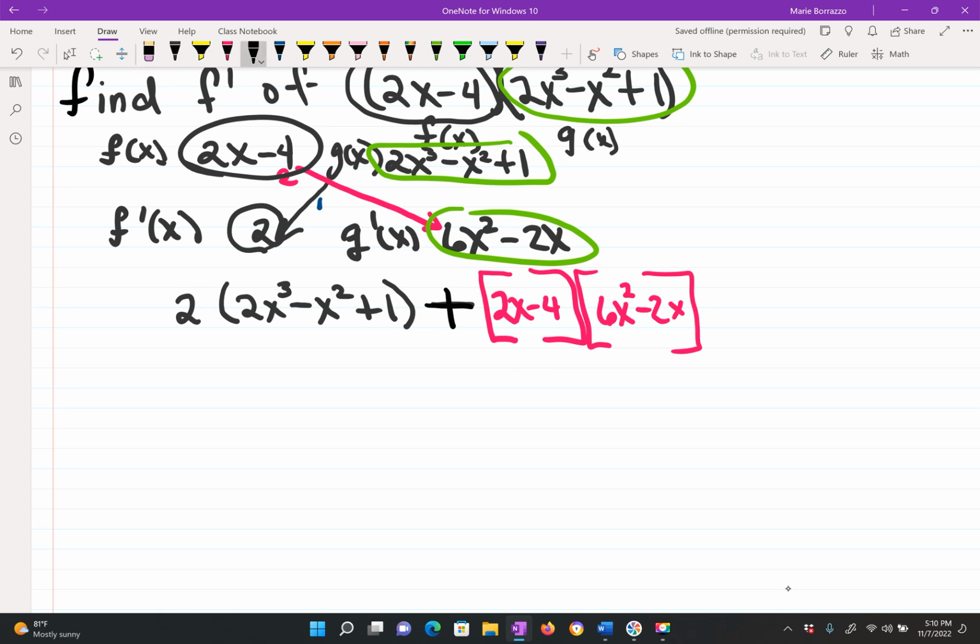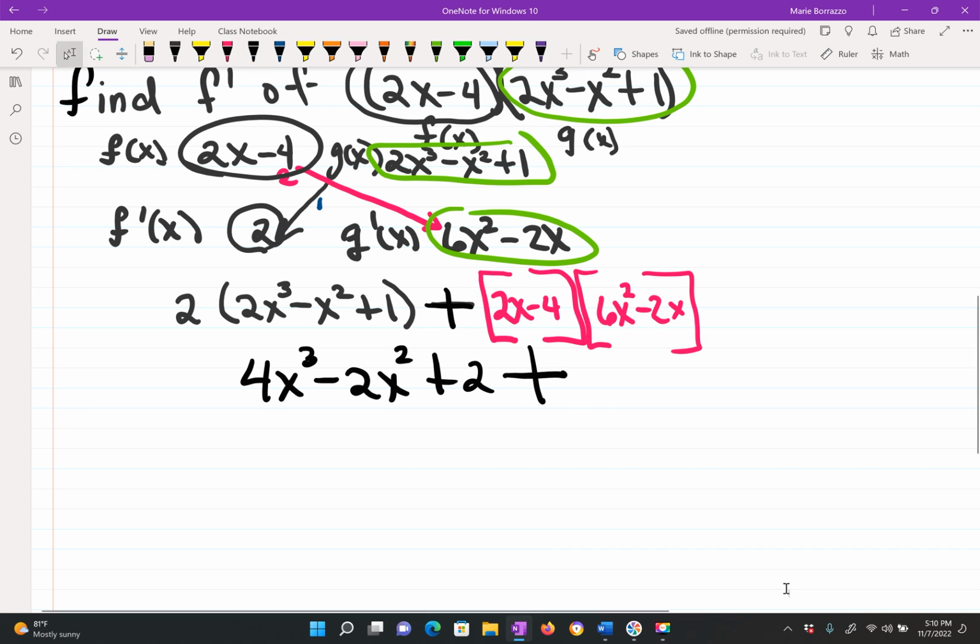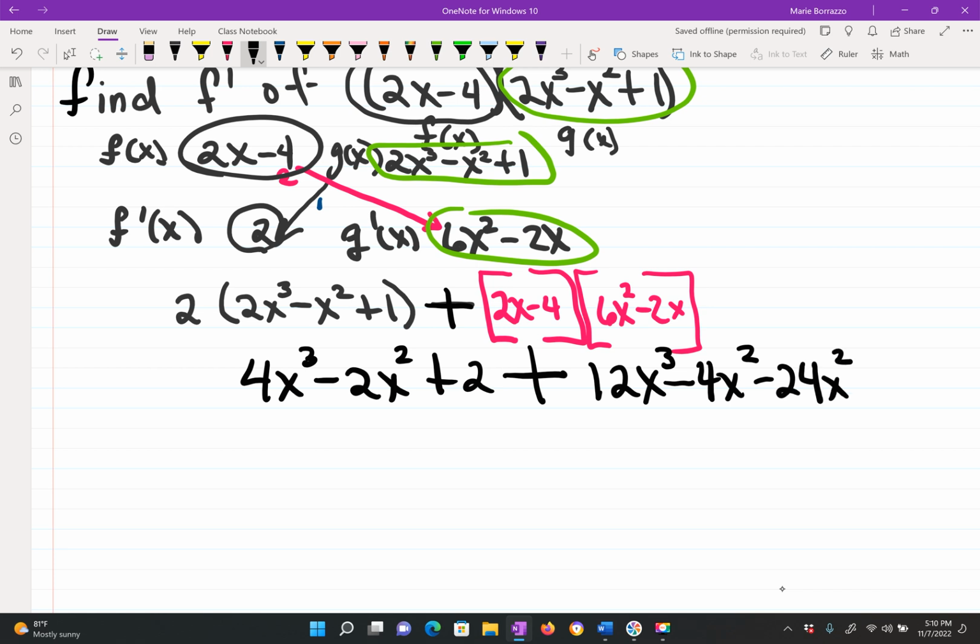Okay, so this results in 4x cubed minus 2x squared plus 2. And then yes, it's product rule, so it's plus. And then we end up with, multiply this times this, so it's a FOIL. So you're going to get 12x to the third minus 4x squared minus 24x squared plus 8x.